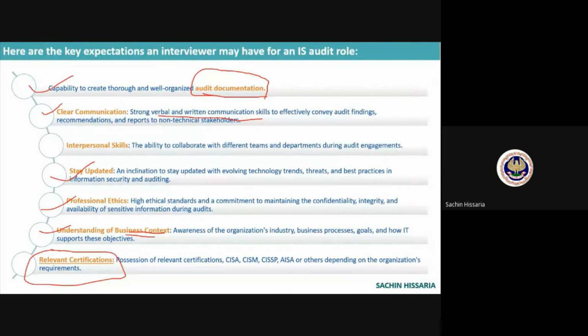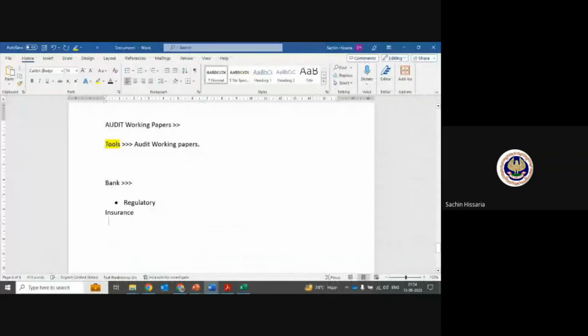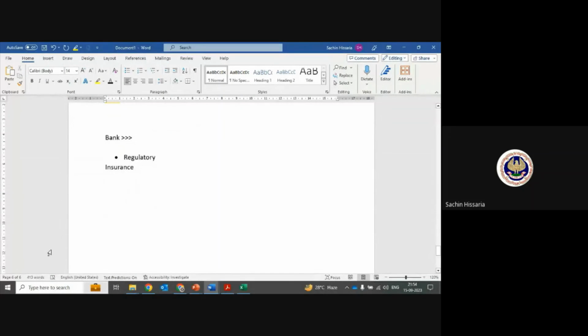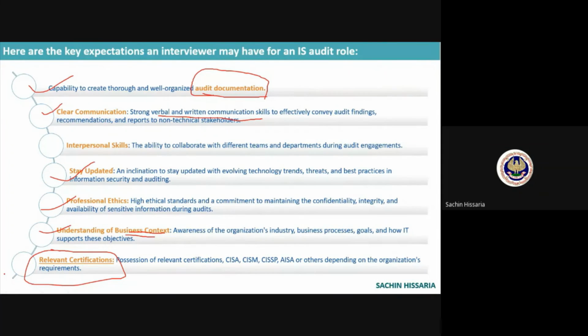Because to get our CV shortlisted, the first requirement is what? Relevant certification. For example, if you have a CISA certification, then there are chances that your CV would be shortlisted, correct? As compared to someone who doesn't have a relevant certification. So we need to take relevant certifications, like CISA, CISM. Similarly, AISA is also there.